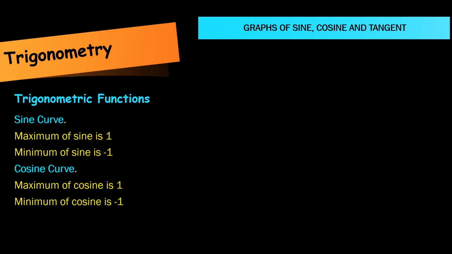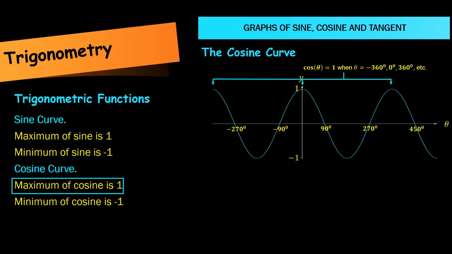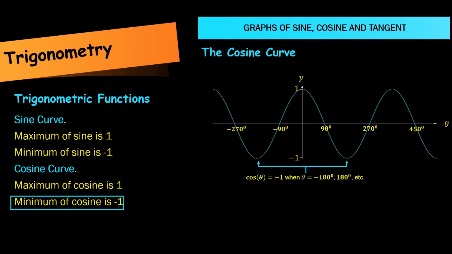Let's also review the cosine curve. This looks something like the one you can see on your screen now. Cos theta equals 1 when theta equals -360 degrees, 0 degrees, 360 degrees, and so on. And the minimum of cosine is -1. Cos theta equals -1 when theta equals -180 degrees, 180 degrees, and so on.